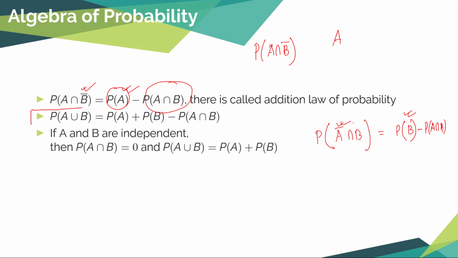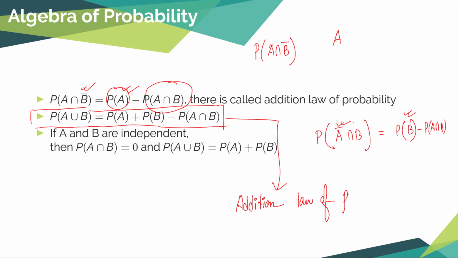Now this formula, probability of A union B is equal to probability of A plus probability of B minus probability of A intersection B, is known as the addition law of probability. So this is known as addition law of probability, and this is very important. We will be solving some numericals based on this relationship.